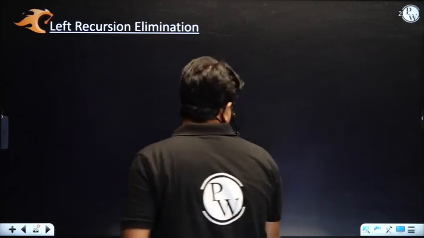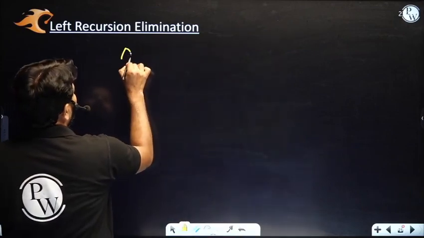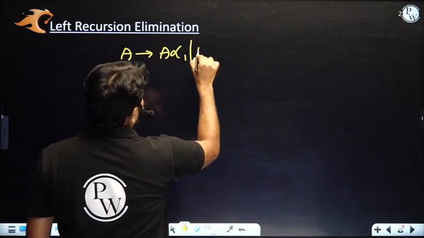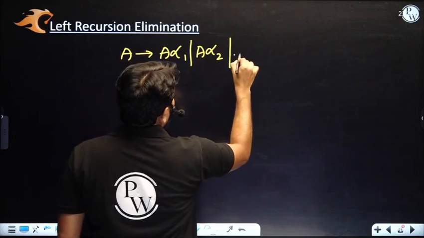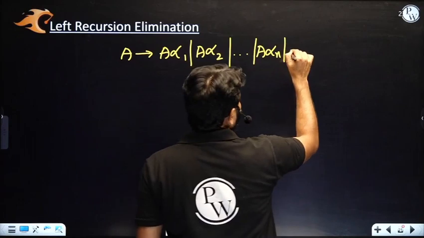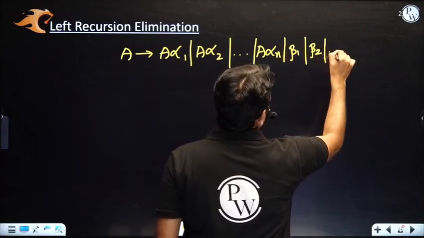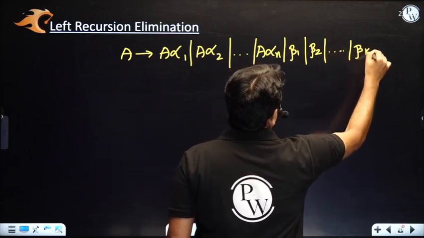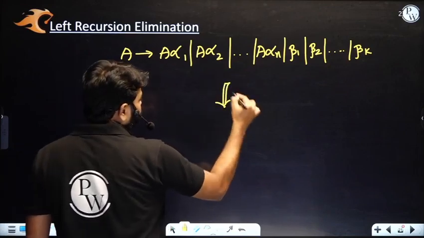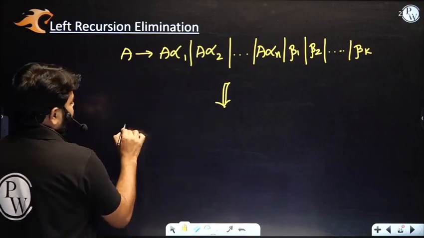Now in general, what is the formula we have? In general, suppose you have a non-terminal A that has a lot of left recursions, let's say direct left recursions only, like you have n left recursive productions, and then let's say beta 1, beta 2 not having any left recursion, let's say k non-left-recursive terms. Then how do we convert this grammar into right recursive grammar, that is, without left recursion?